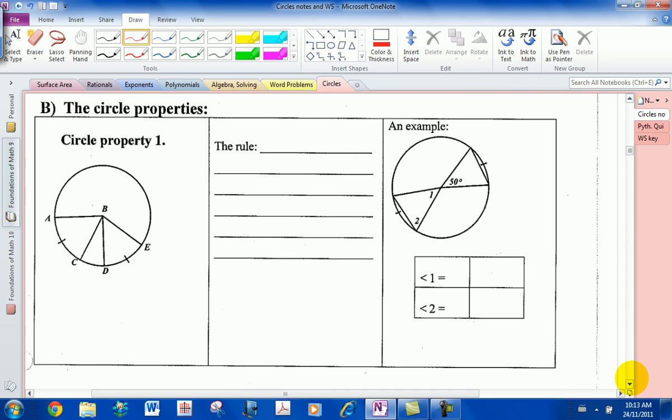So here, circle property number 1. Circle property number 1, what we're looking at here is we have 2 central angles on equal arcs. Okay. So we have 2 central angles. What are those 2 angles? Please label them. Go.